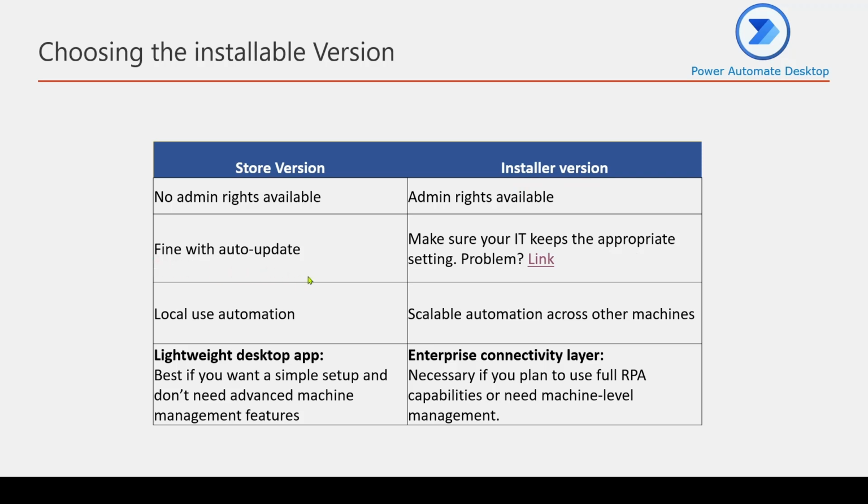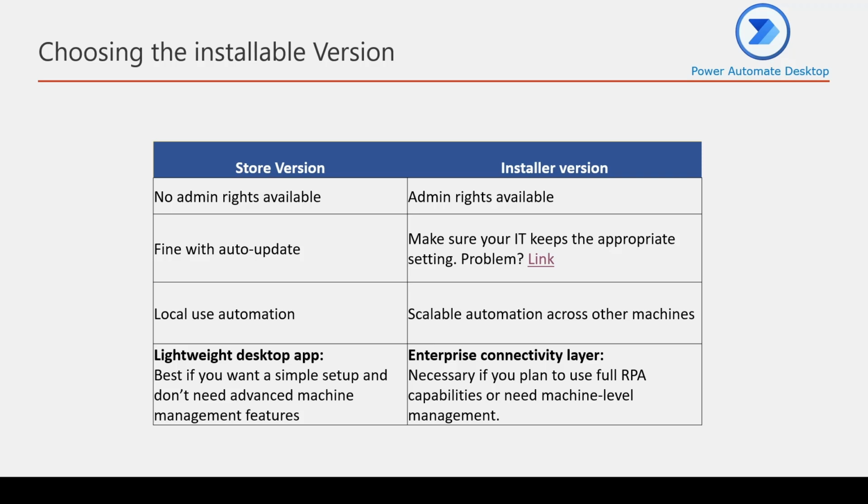If you're fine with the auto update of the tool itself, then you can go with the store version. Whereas in the installer version, you need to make sure your IT keeps the appropriate auto update or manual update setting. Why? The problem is that in enterprise level automation, we generally have three different environments: the dev environment, the QA or testing environment, and the production environment. So it's very, very important that all the three environments have got the PAD version in sync with each other.